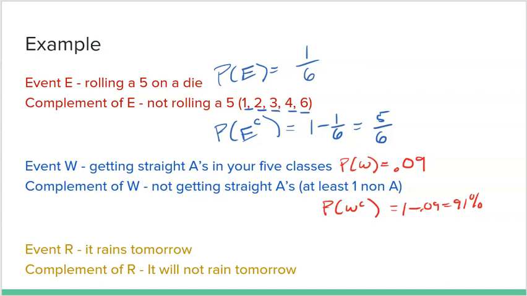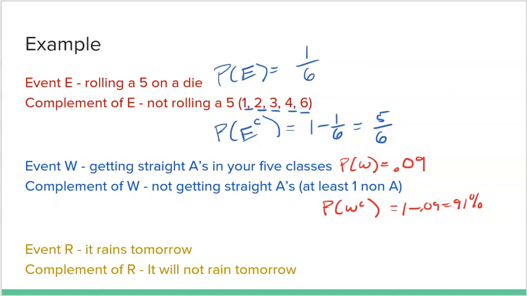I mean, straight A's is A in all 5 classes. So the complement would be at least one of them is not A. So if one of those is a B, I don't care if the others are A's, C's, D's, as long as one of them is not an A, well, you didn't get straight A's. So the opposite of getting straight A's is not getting straight A's, which is at least one non-A.